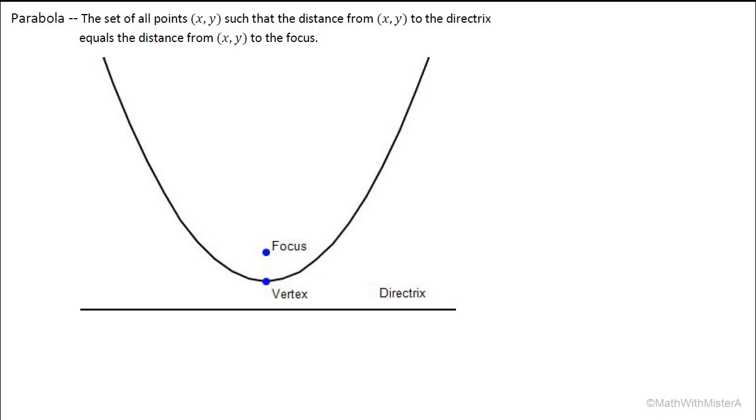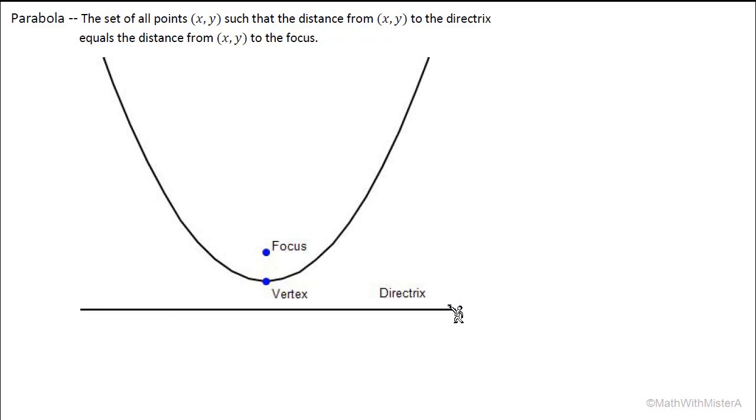The parabola is defined as the set of all points such that the distance from a point to the directrix equals the distance from the point to the focus. Here's our parabola. There is a point inside the parabola called the focus, and a line on the opposite side of the vertex called the directrix.